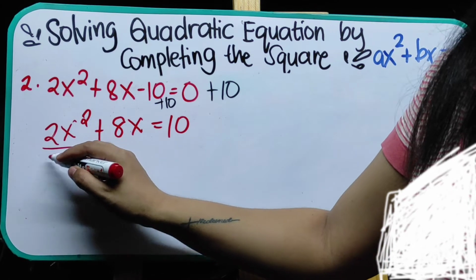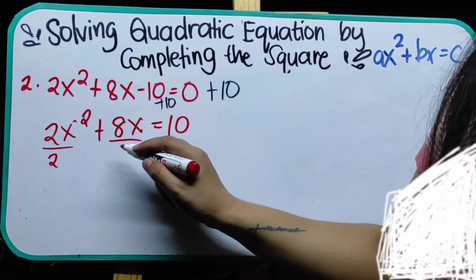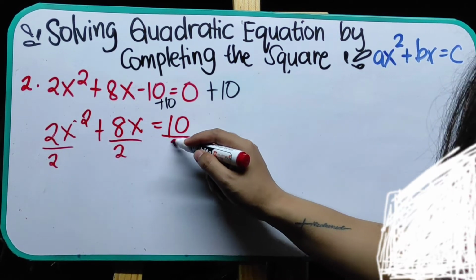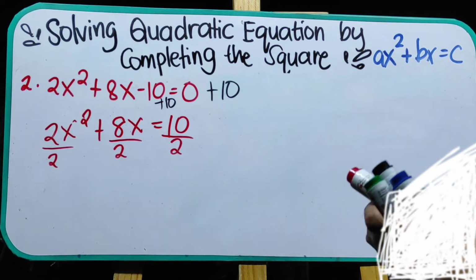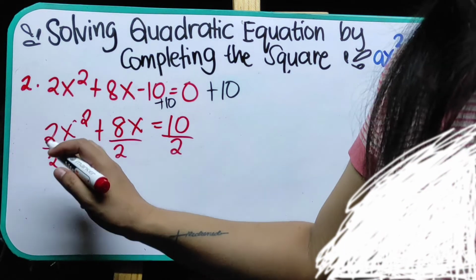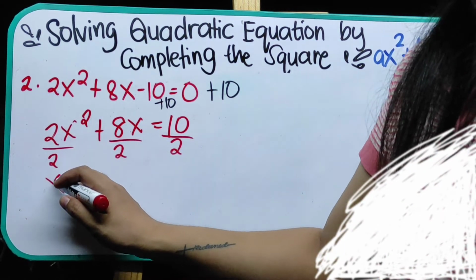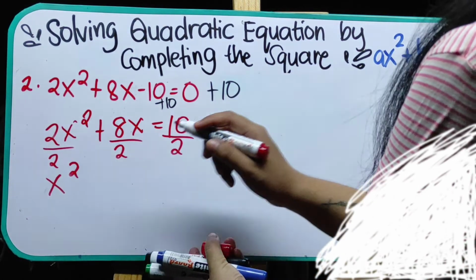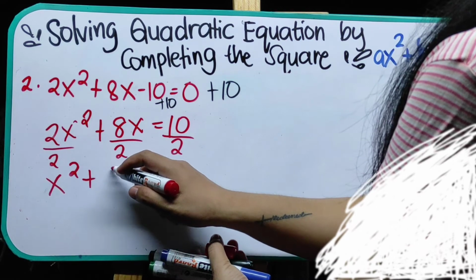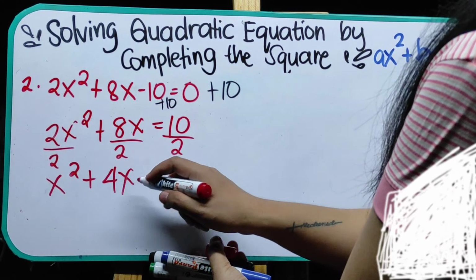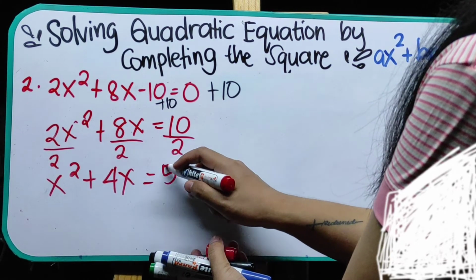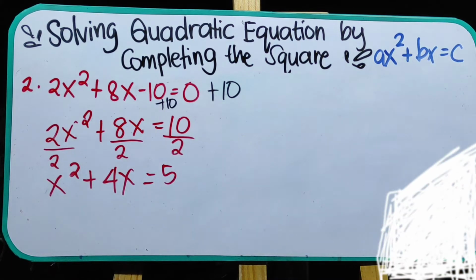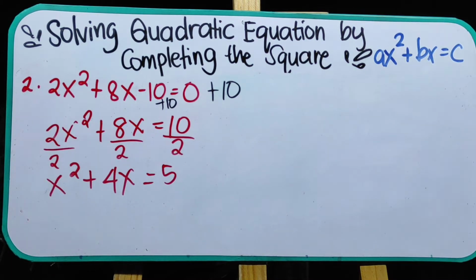So, i-divide po natin sila isa-isa. So, ito, over 2, and then over 2. So, ang ating resulting equation ay x squared plus 4x equals 5. Okay, next. Next step.